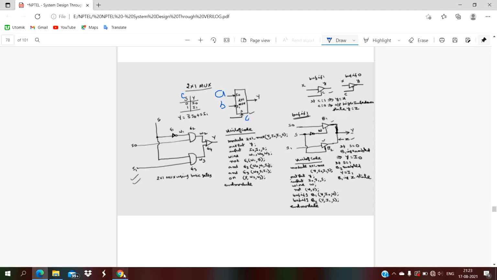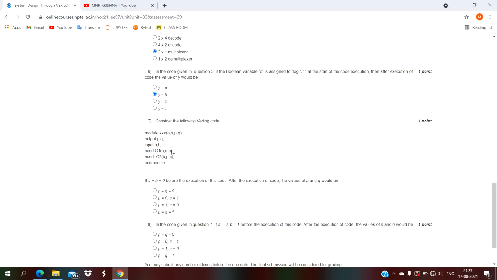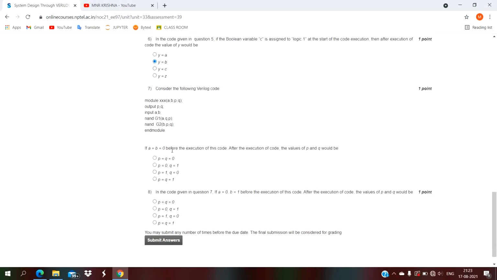The correct option is, if C is equal to 1, the output Y is equal to B. Then consider the following Verilog code, module XXX with A, B, P, Q. Outputs are P and Q. Inputs are A and B. Two NAND gates.